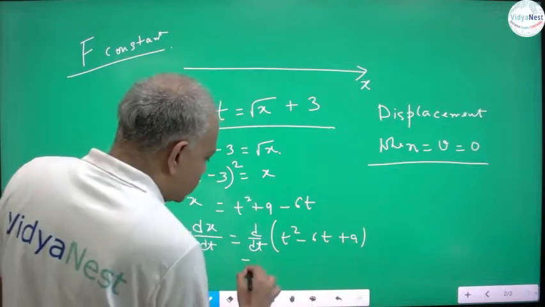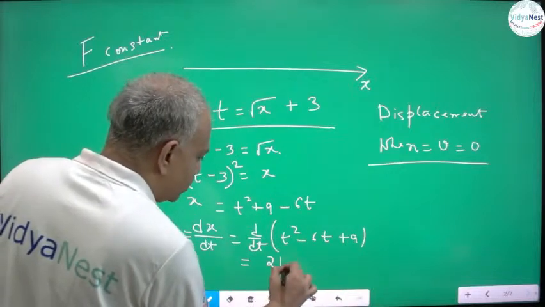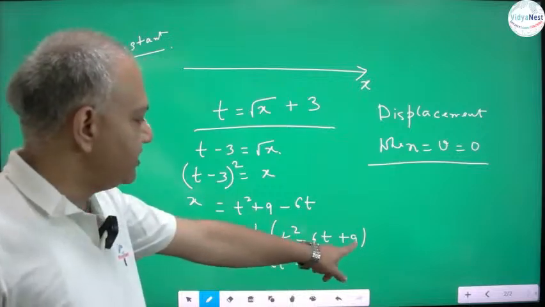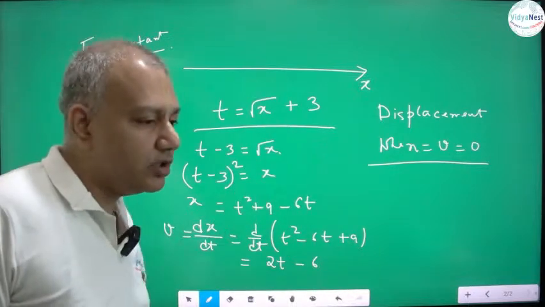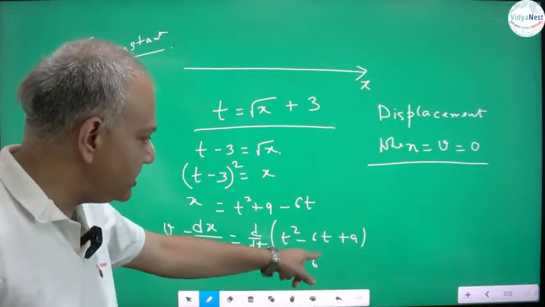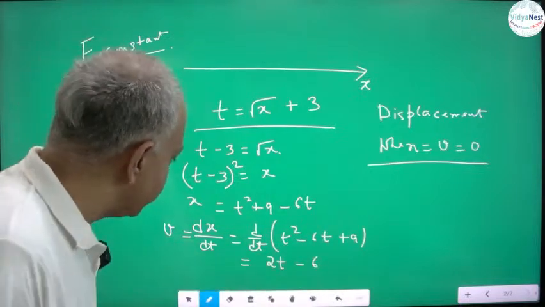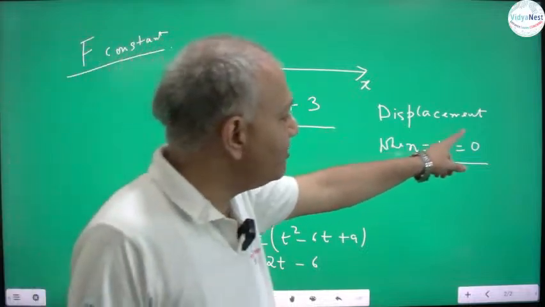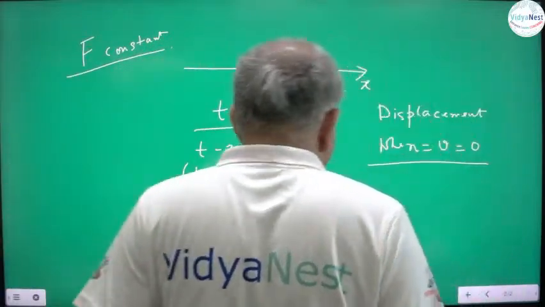So dx/dt is equal to t square minus 6t plus 9. If I differentiate t square, we will get 2t minus 6. Because if I differentiate 9, it is going to become 0. If I differentiate 6t, 6 is coming out, dt by dt is 1, so only the 6 remains. So this is the expression of the velocity, isn't it? So now the condition is that when the velocity is going to become 0, what are we going to get?